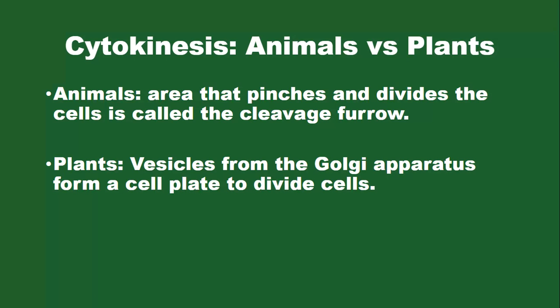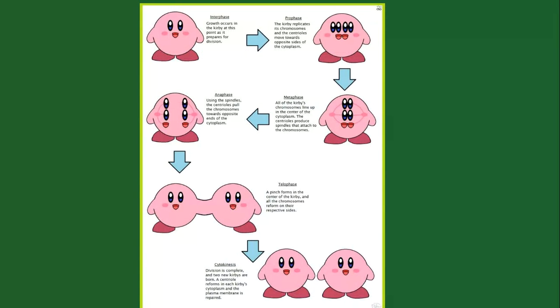Cytokinesis is different in animals and plant cells. For animal cells, they're going to pinch and divide, and this is going to be called a cleavage furrow. Where in plant cells, it's called a cell plate. So you can kind of see the whole process here with Kirby.